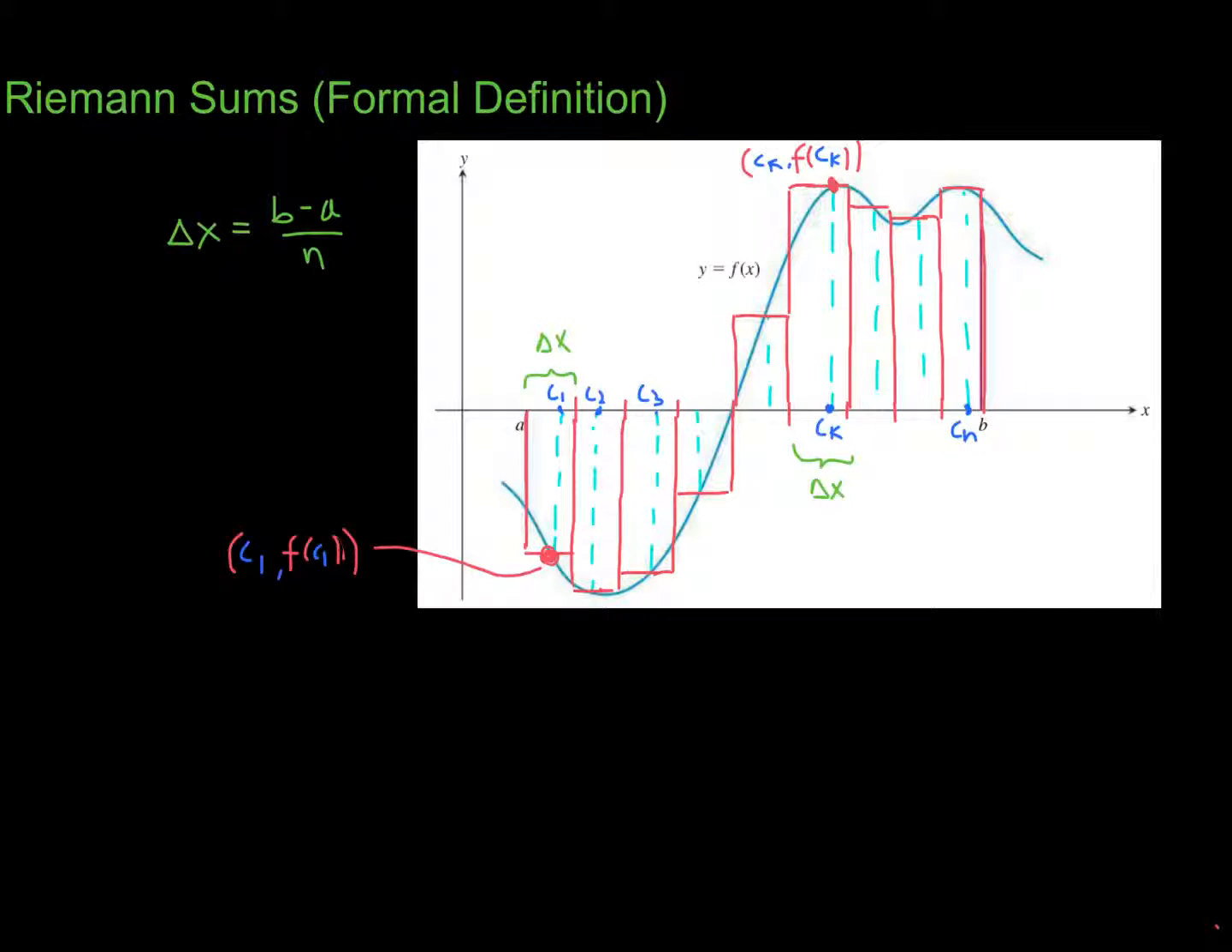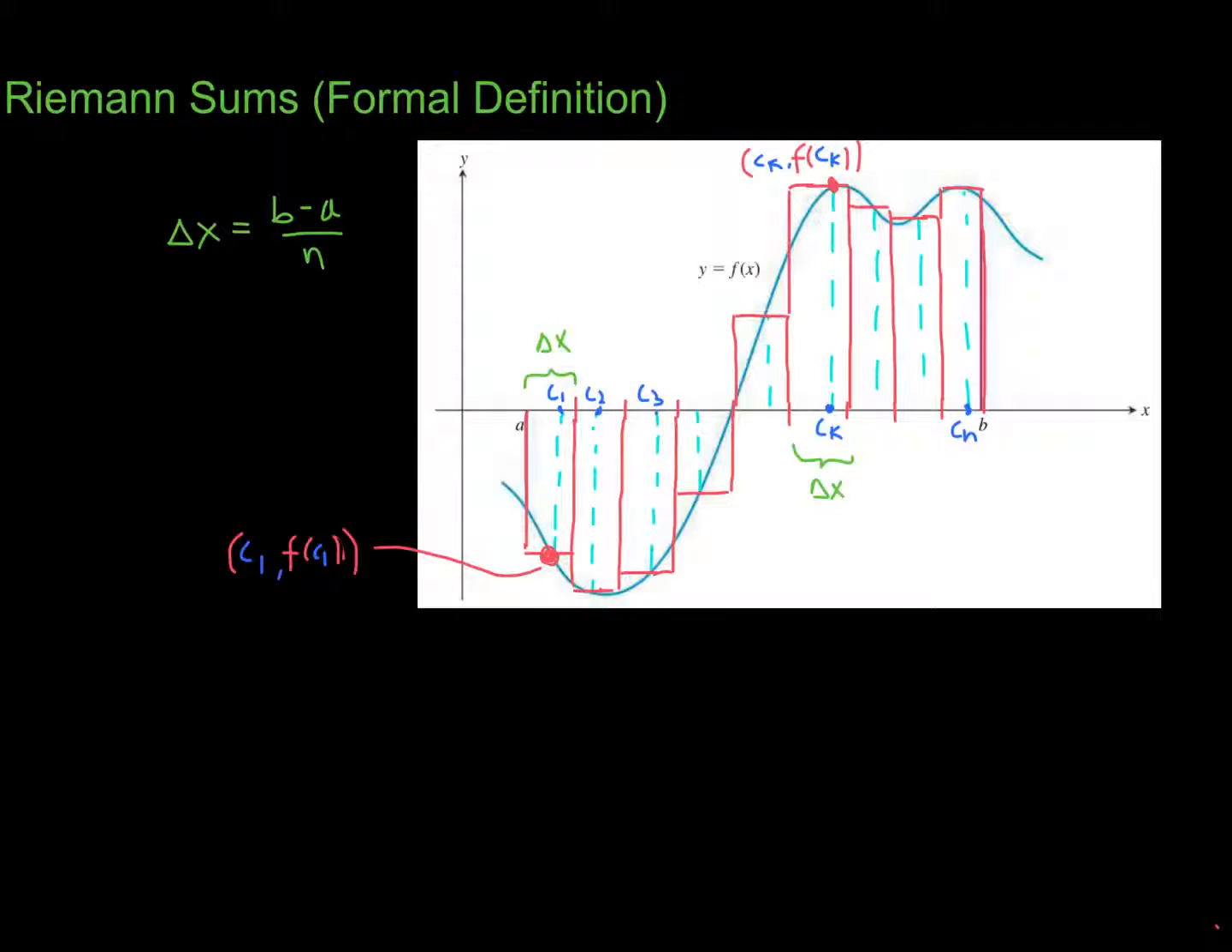Also remember that I stated for a Riemann sum, it actually doesn't matter how big each subinterval is. They can all be different lengths, but it's more helpful if we let each subinterval be the same length. So we call that length delta x, and the way we find that is by taking the total length of the interval from a to b and dividing it by n, in other words, the number of intervals that we want, so that we get n intervals of the same length. And we'll call that delta x.